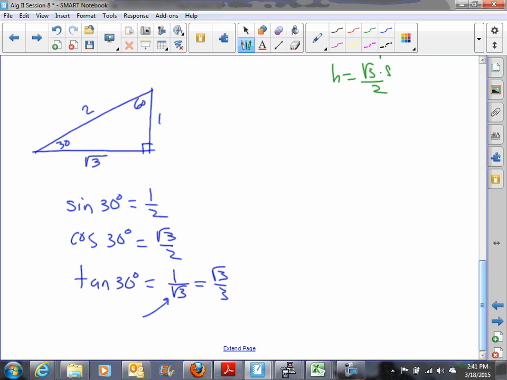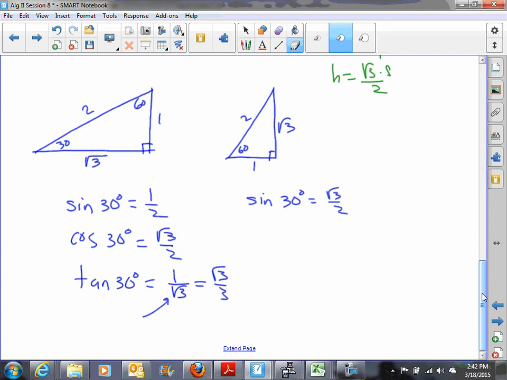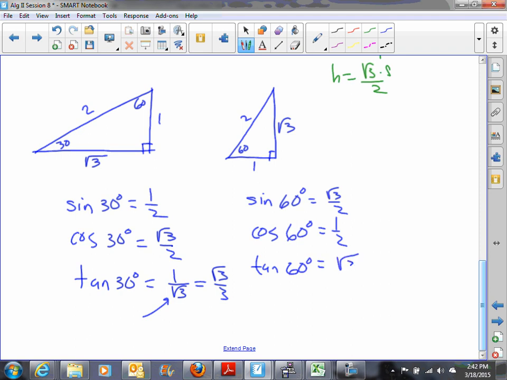Now, if we have a 30-60-90 triangle, but we're dealing with the 60-degree angle, then the hypotenuse is 2, this is 1, and this is square root of 3. The sine of 60 degrees, because this angle is 60, is square root 3 over 2, opposite over hypotenuse. The cosine of 60 degrees is 1/2, and the tangent of 60 degrees is equal to the opposite over adjacent, or square root of 3.